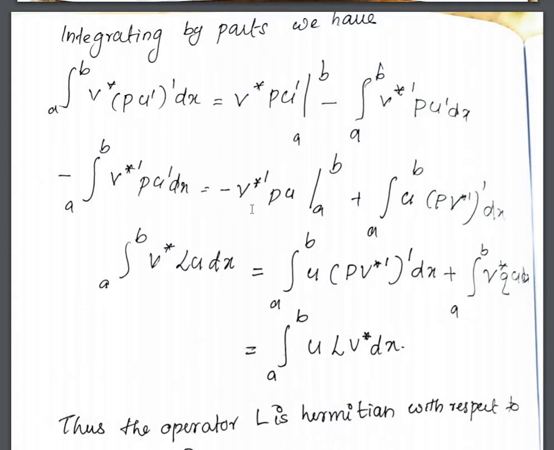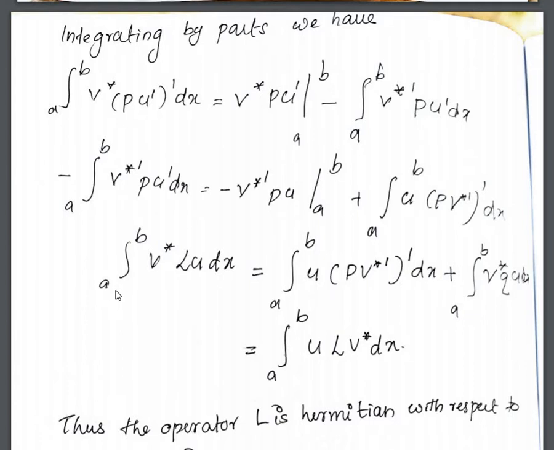So first function v star dash p into integral of the second, that is integral of u dash, that is u, between the limit a to b, minus into minus become plus integral a to b, this integral of the second function is u and differential of the first function is nothing but p v star dash whole dash into dx.